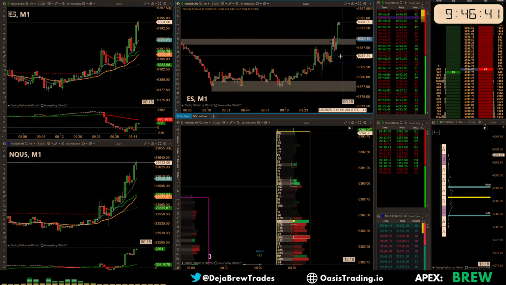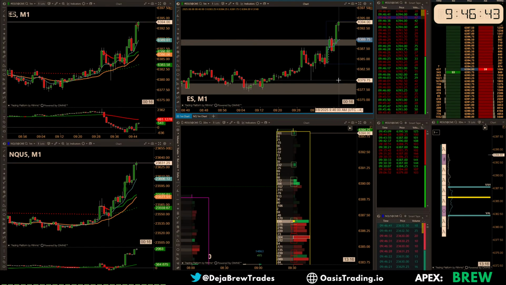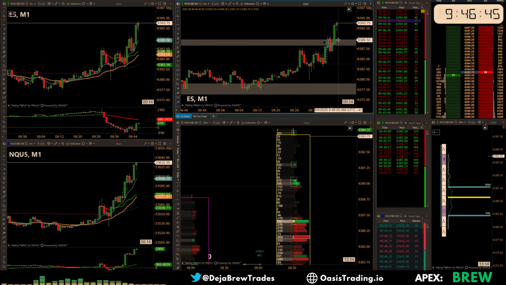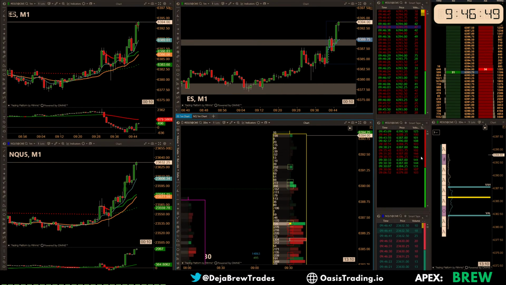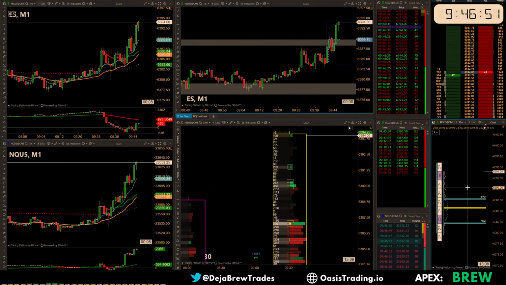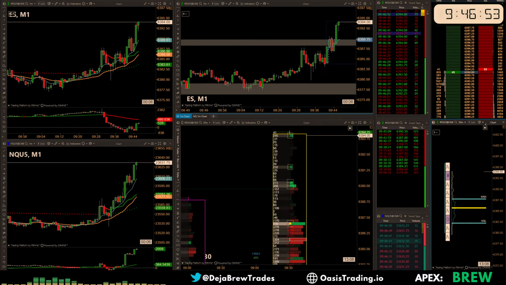balance. Sorry, I was doing something. So right now it needs to hold above 90, which is basically everything lining up: the value levels, the VWAP, the POC.